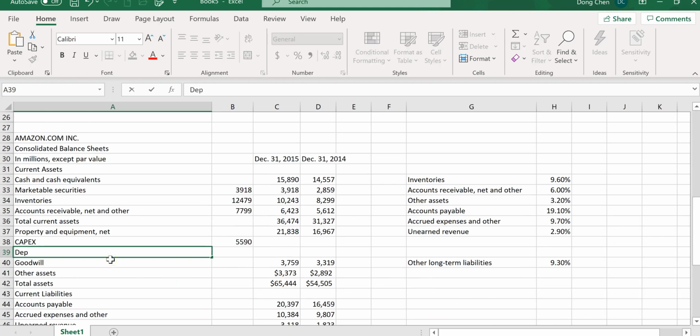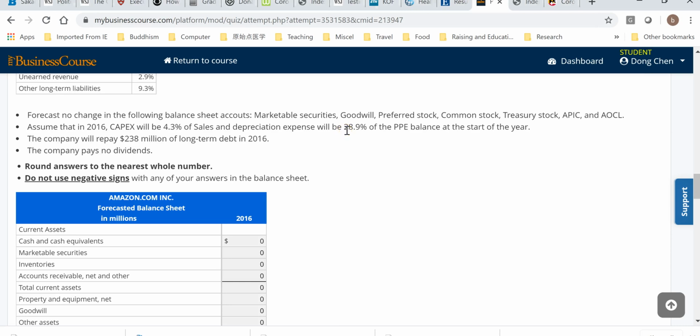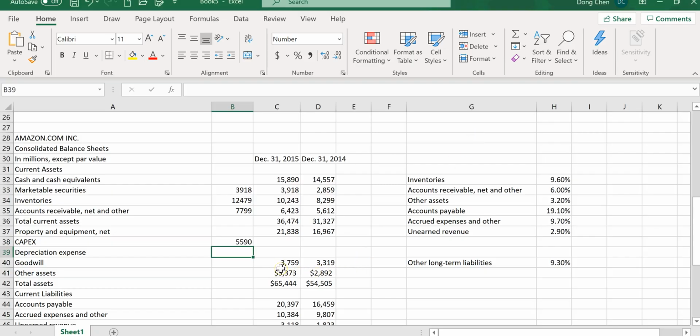And the depreciation expense for this year. Because the net PPE here is the gross PPE minus cumulative depreciation. So in order to get next year's net PPE, we just need to get the next year's depreciation expense for that particular year only. And you can see that this is assumed to be 28.9% of the PPE balance at the start of the year. So that means we can just use the PPE balance, 2838, and then times the 28.9%, and that's going to be my depreciation expense.